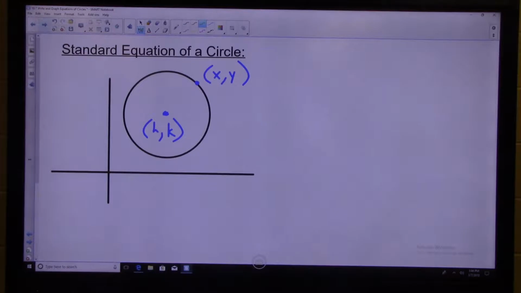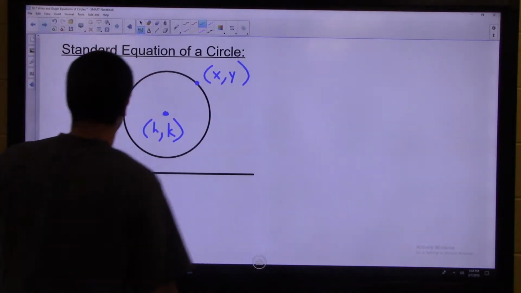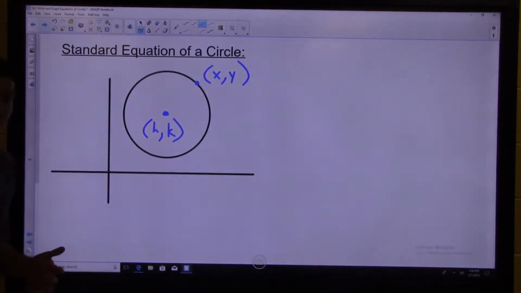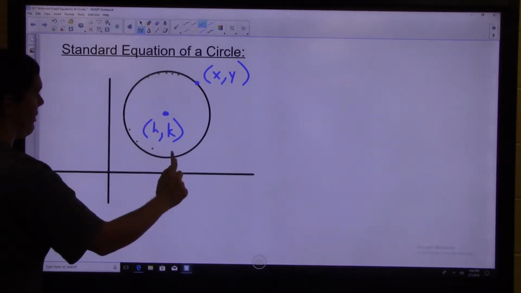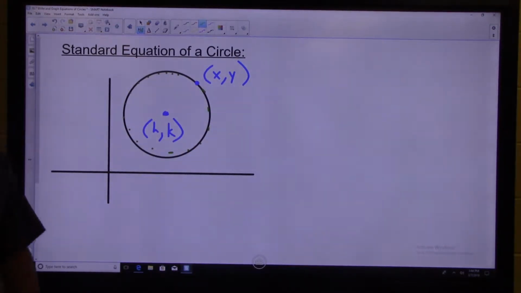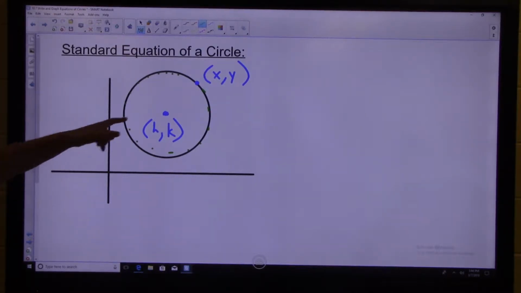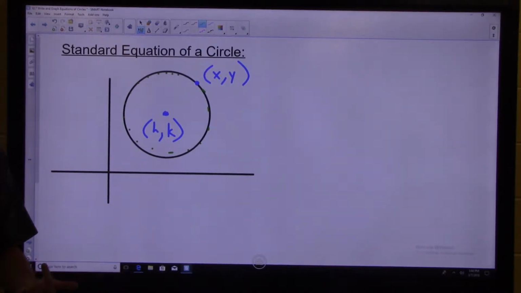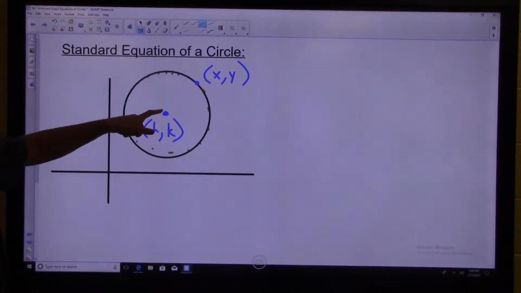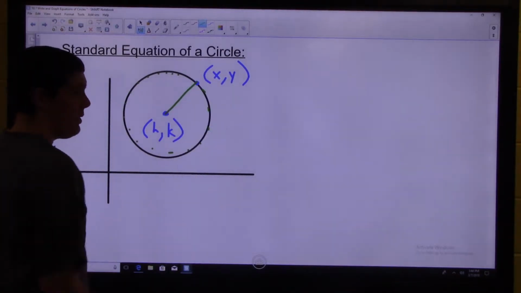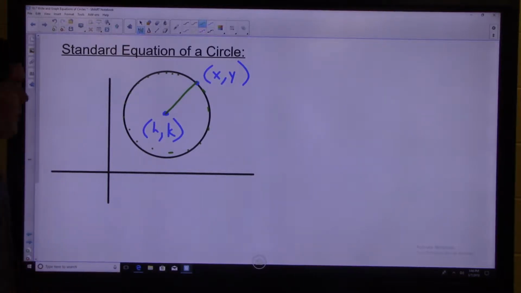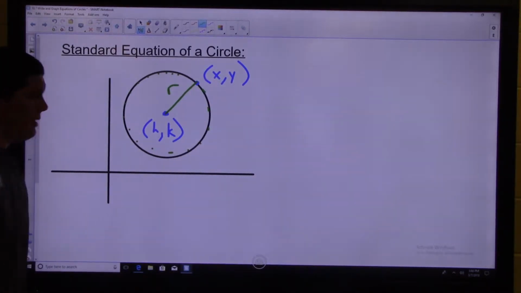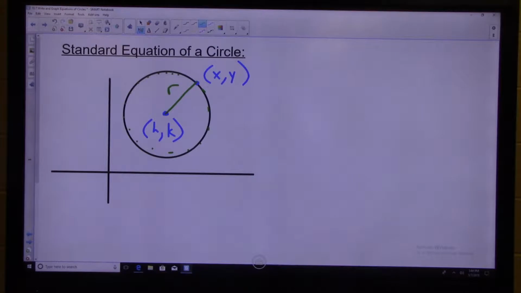So what I want to talk about, guys, again, the definition here: all of these points on the circle, I can pick any point here on the circle, all of those points have to be the same distance away. If we drew a segment from here to there, what would that be called, guys? That's going to be called the radius. So I'm going to call this R. And yes, that is the radius.